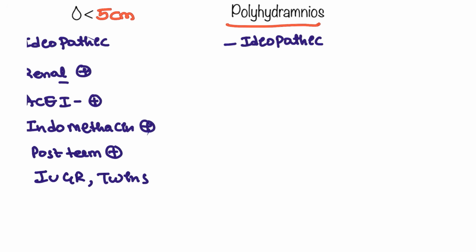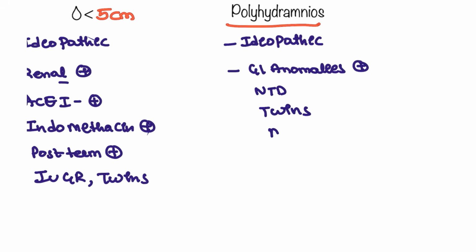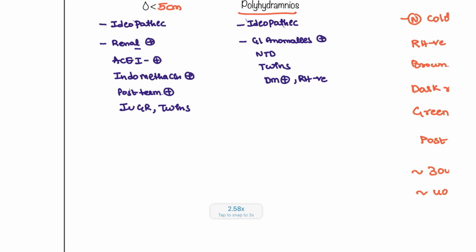Next, polyhydramnios: the baby is producing more and more. This could be GI anomalies, because the baby is unable to swallow while still in the womb: esophageal atresia, duodenal atresia, abnormalities of the abdominal wall, or neural tube defects. Or twin syndrome, or the mother has diabetes mellitus, because glucose draws in more and more water, or the mother is Rh negative, which can cause anemia and fluid over-accumulation. This is how polyhydramnios and oligohydramnios patients will be seen.